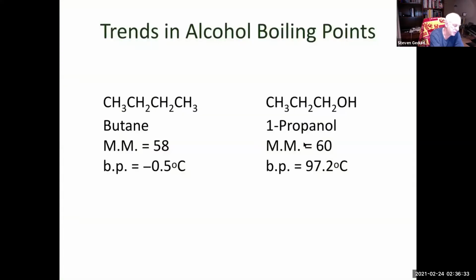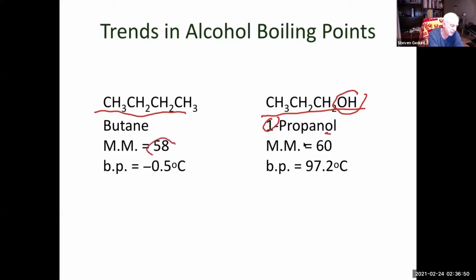Okay, so here we have butane, and we have 1-propanol. Propane with an OH group. The E is dropped, -OL. And the 1 tells us what position this OL group is at, just like the rest of organic chemistry. Okay, tells us what we got.